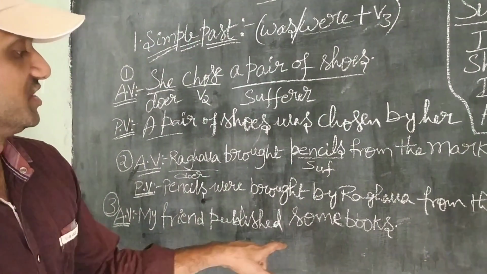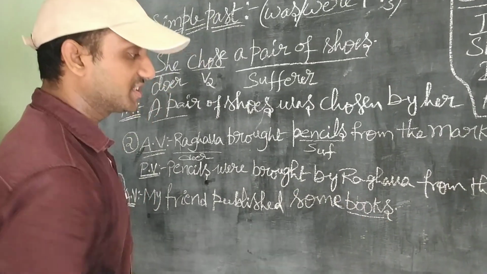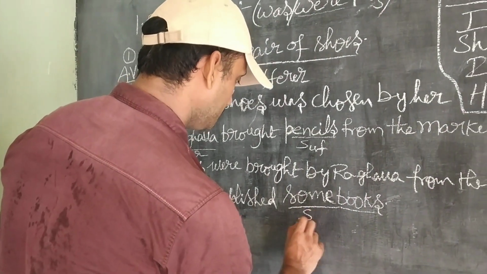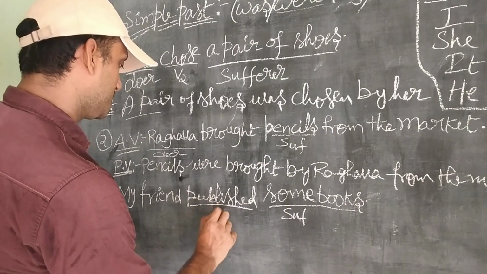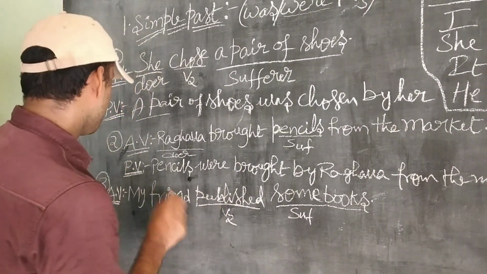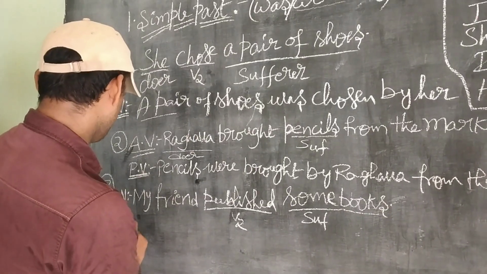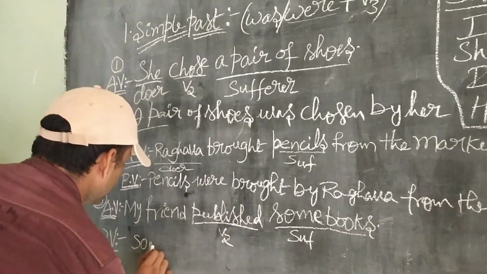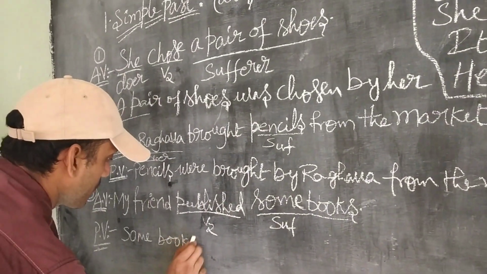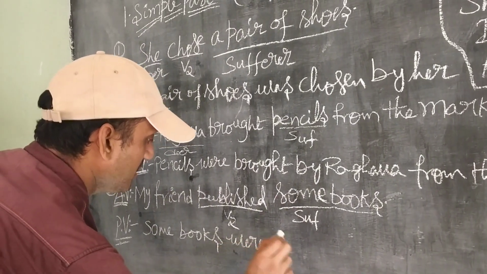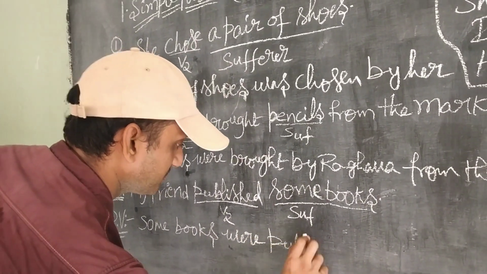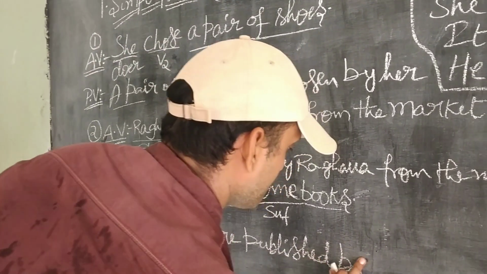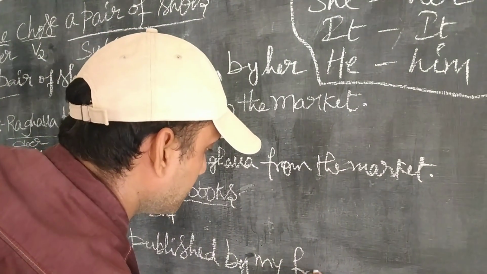My friend published some books. Some books. Books in the sense plural. Some books, it comes under sufferer. Because he published. Published is V2 again. My friend is the doer here. In this way we have to change some books were, because it is plural, were published by my friend.